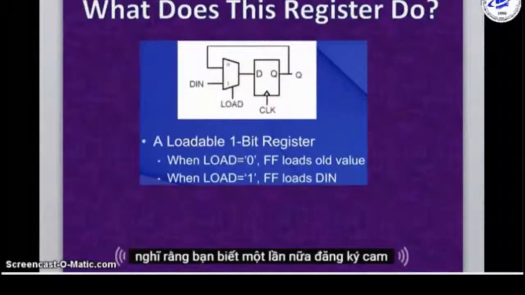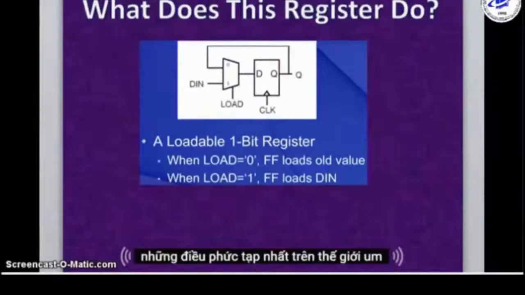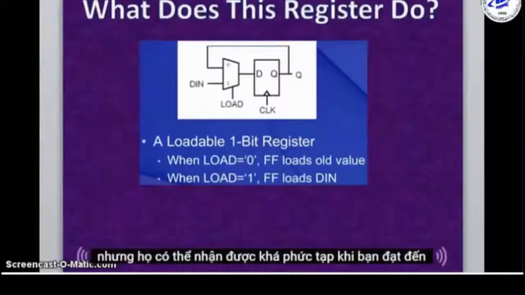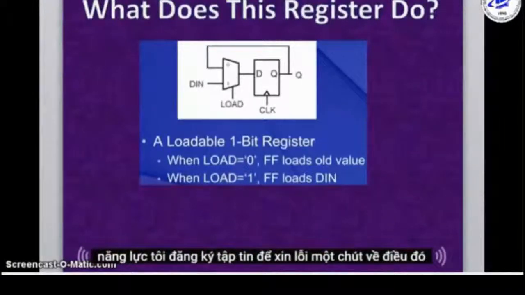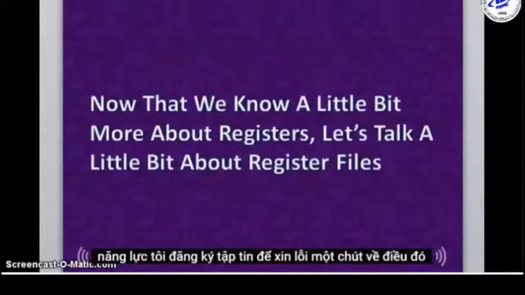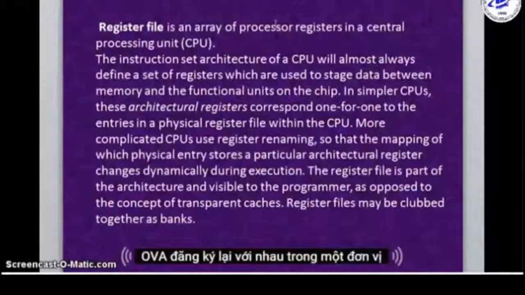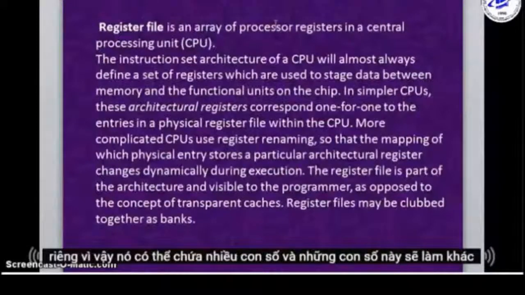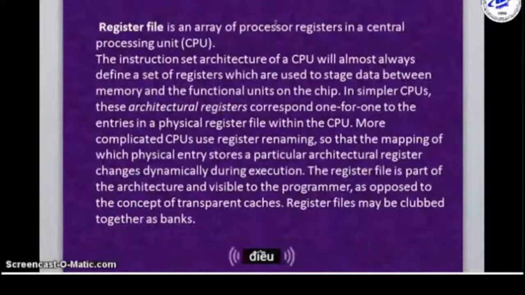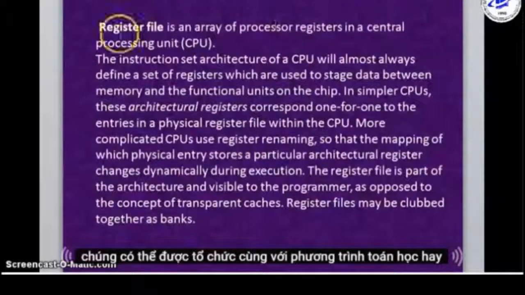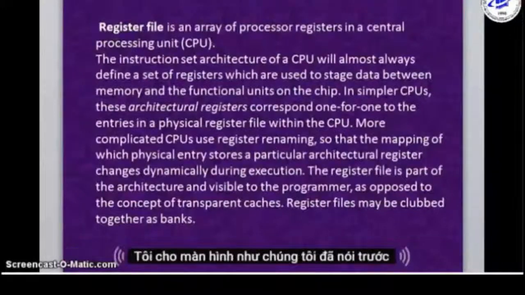Now, once again, registers aren't the most complicated thing in the world, but they can get pretty complicated when you reach the capacity of a register file. So let's talk a little bit about that. A register file is an array, or basically kind of a string of registers together in one unit. So it can contain multiple numbers, and these numbers are going to do different things. They can be held together for math equations or for displays, as we said before.